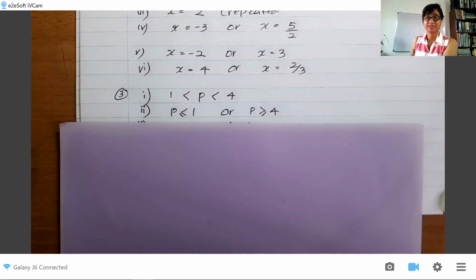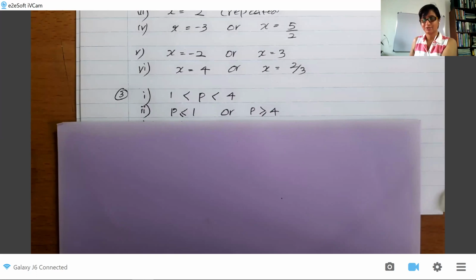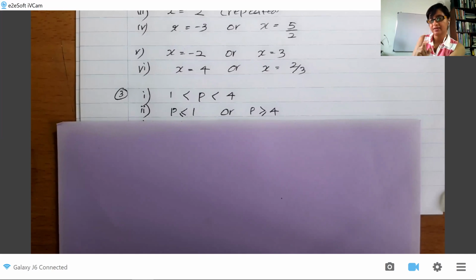Part 2 are two separate ranges. So you have to give them as two separate inequalities. P is less than or equal to 1, or you combine the two inequalities with the word or. Your P can't be in the two ranges at the same time. You can't say and there. It's or. So P is less than or equal to 1, or P is greater than or equal to 4. P can be any number less than or equal to 1, or it can be any number greater than or equal to 4.